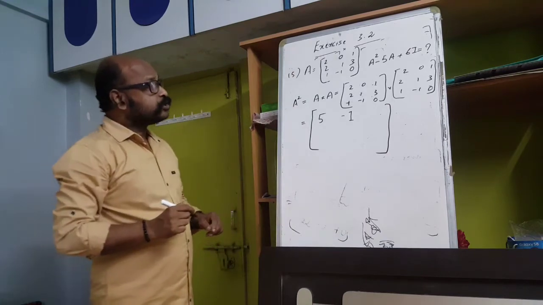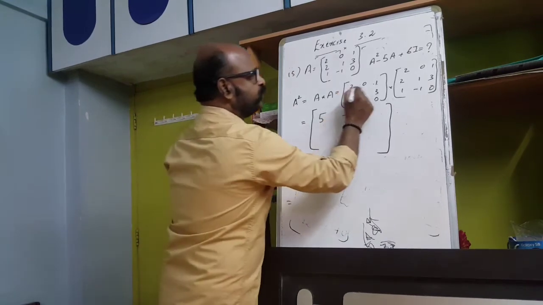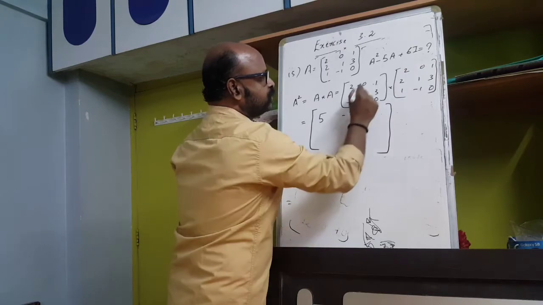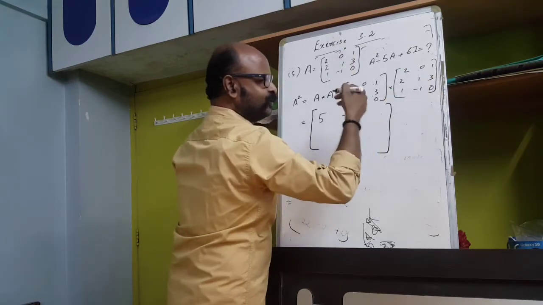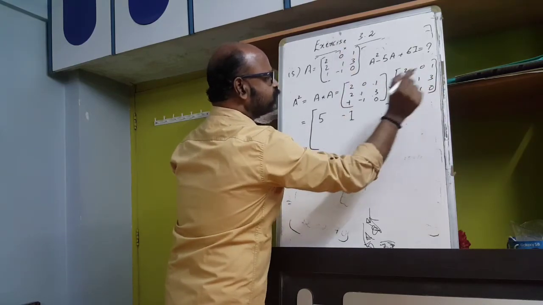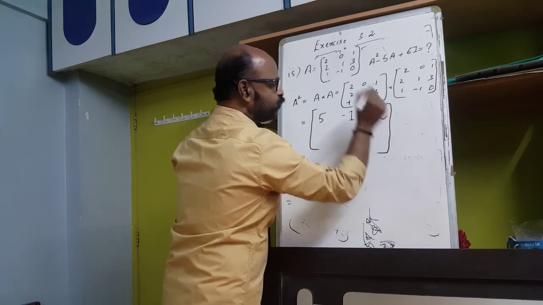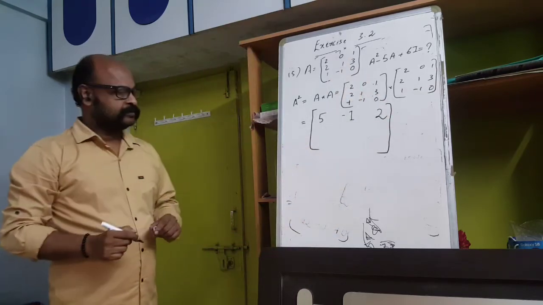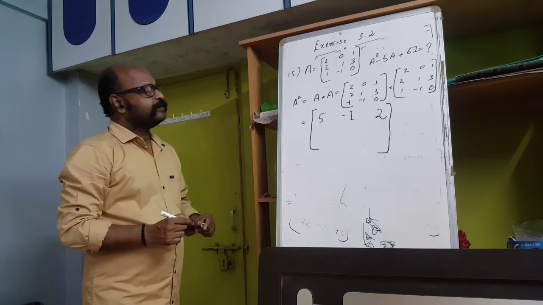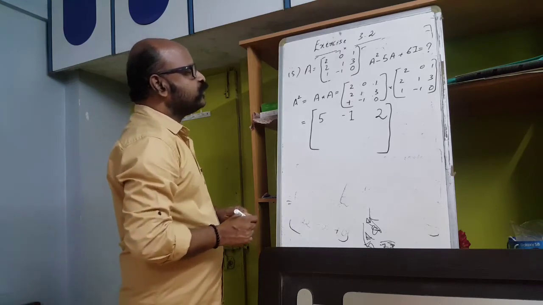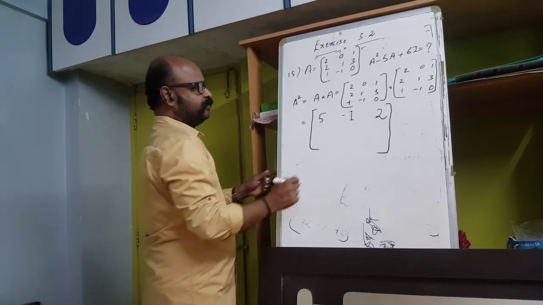Okay, then first row into third column. 2 into 1, 2. 0 into 3, 0, no need to consider. 1 into 0, so that was only 2 into 1, 2.